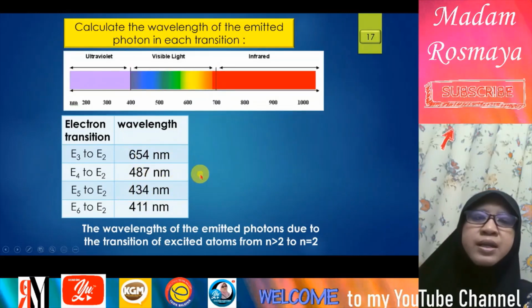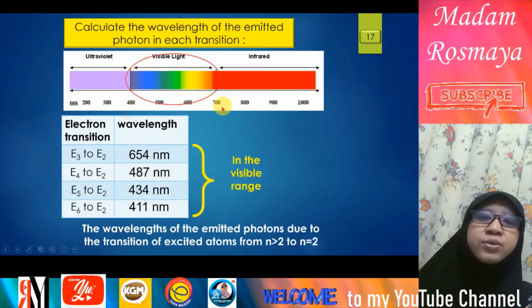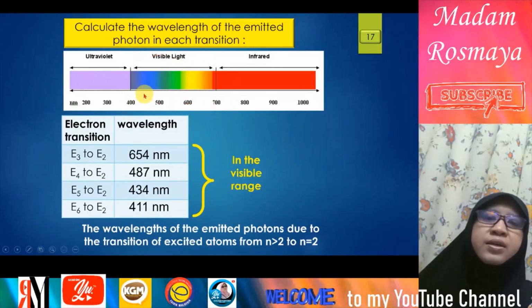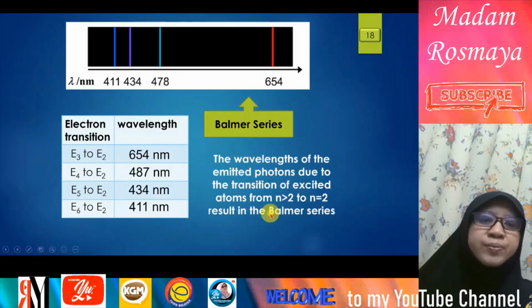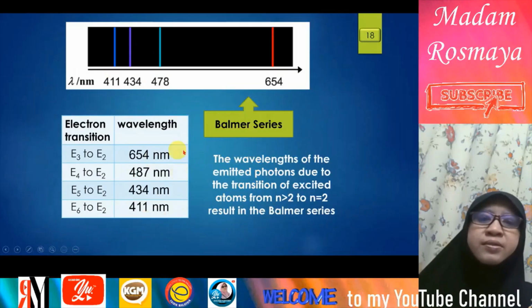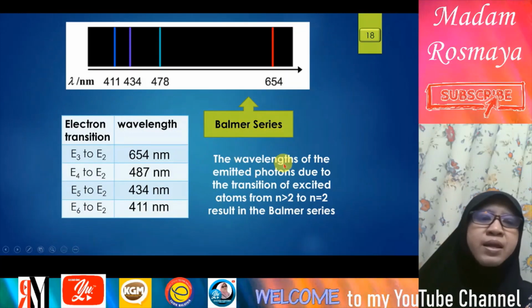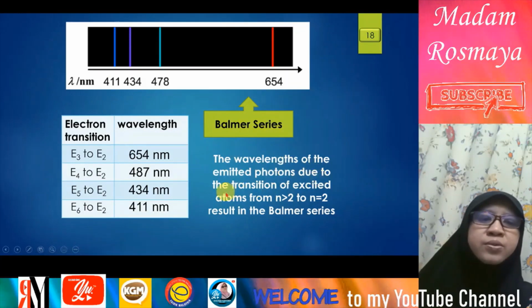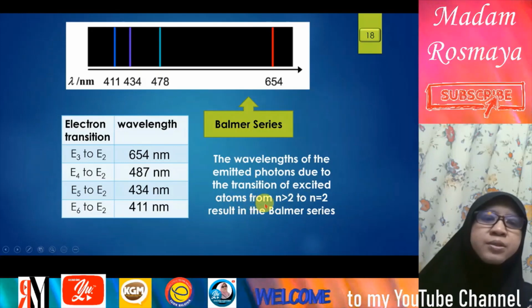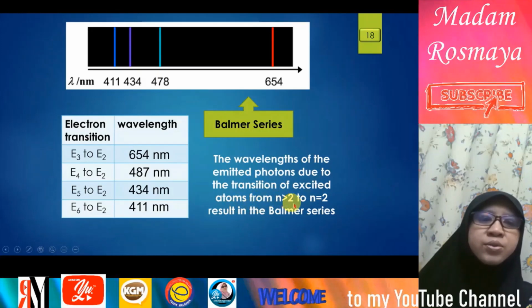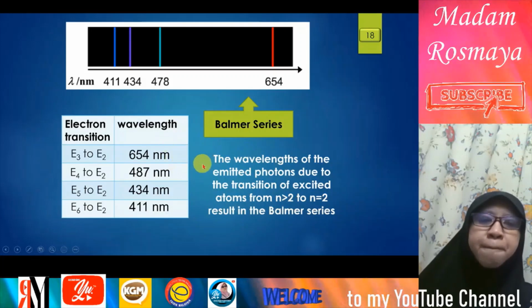So these values lie in between 400 to 700, so they are in the visible range. So this series is called the Balmer series. The wavelengths of the emitted photons due to the transition of excited atoms from n larger than 2 to n equals 2 result in the Balmer series.